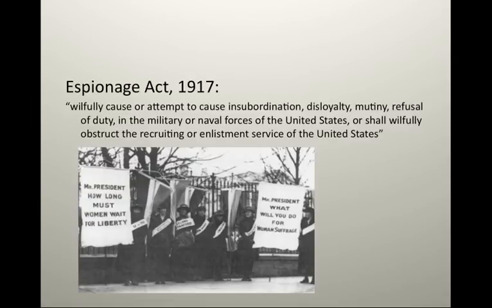And so, yes, there was popular pressure put on people, but in the end, the federal government wasn't willing to rely on that. The Congress passed the Espionage Act in 1917, and part of that bill stated that anyone who willfully caused or attempted to cause insubordination, disloyalty, mutiny, refusal of duty in the military or naval forces of the United States, or shall willfully obstruct the recruiting or enlistment service of the United States, be subject to prosecution for violating the federal law.